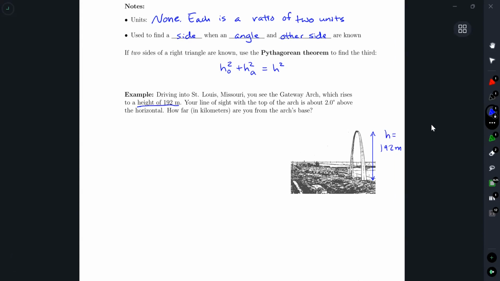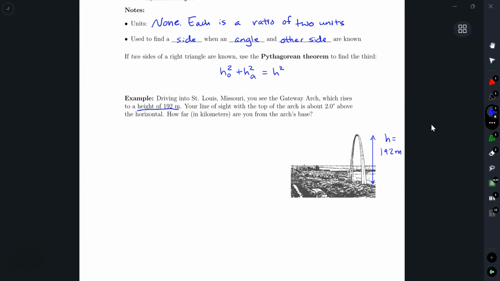If you have numbers, it's hard to tell if you've made an algebra mistake because you've divided the two away and you can't see what you did. If you have variables, you have not gotten rid of anything as you've gone along, and so it's easier to keep track. Your line of sight with the top of the arch is about 2 degrees above the horizontal, so I would call that theta. And that's saying, okay, you're driving in, you're looking up at the top of the arch compared with the horizontal direction. Switch to red for that.